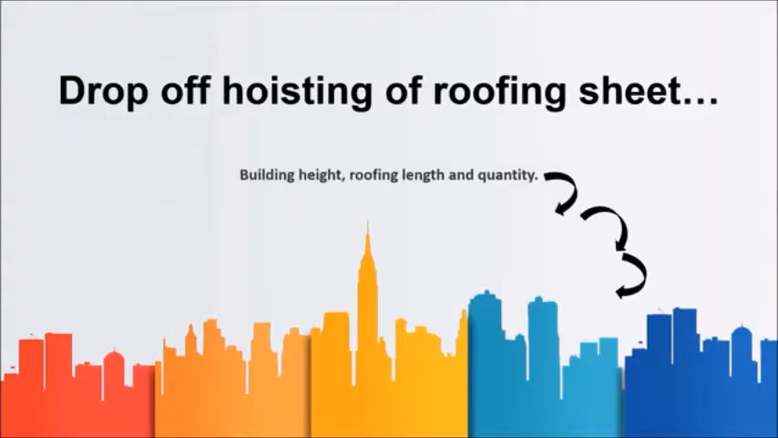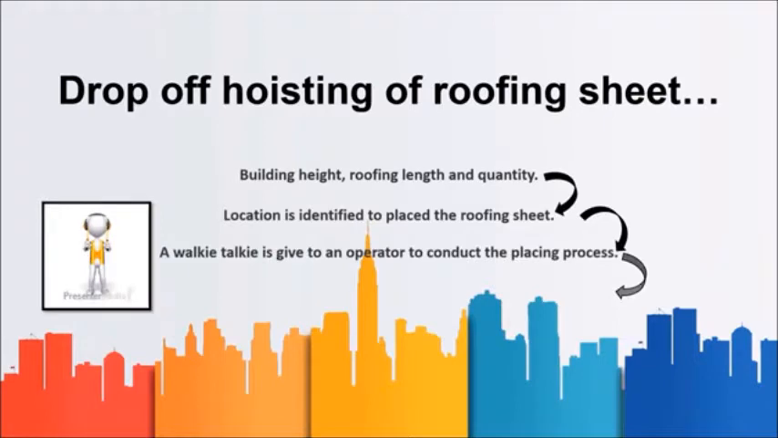For drop-off hoisting of roofing sheets, a mobile crane is to be used and the location of the crane to be situated during loading and unloading activities. Identify building heights, roofing lengths and quantity to be hoisted. Identify location to be hoisted and placed on roof trusses. Signalman shall be equipped with walkie-talkie. Lifting sling and shackle shall be checked before lifting materials. Only a few bundles to be hoisted up, and balance bundles to be unloaded at a suitable location.